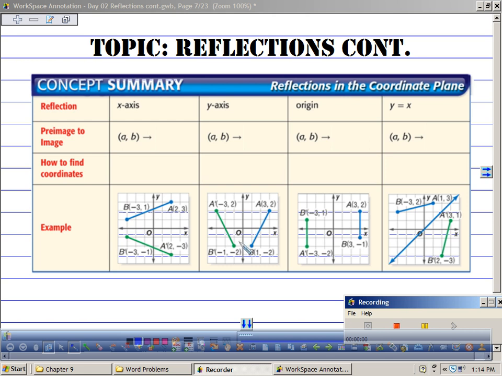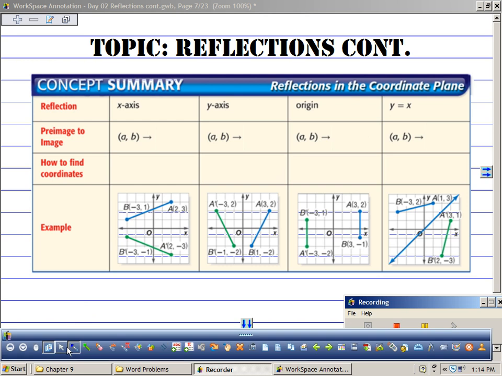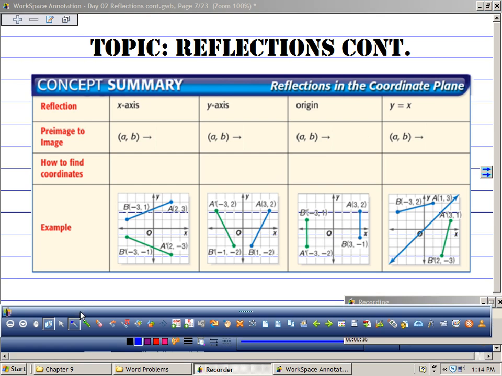Let's continue our discussion on reflections. So yesterday we talked a little bit about this. You guys did a little bit of homework. Let's get a little visual on putting it all together. So this says we have a reflection over the x-axis. Let me go ahead and draw a line across for the x-axis right here.